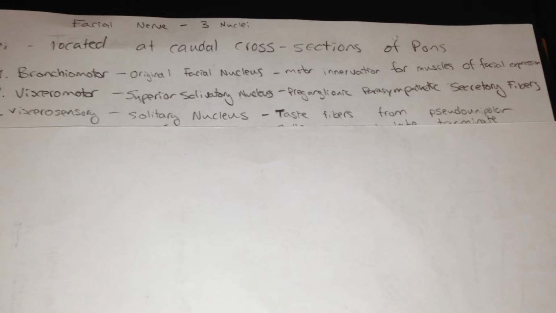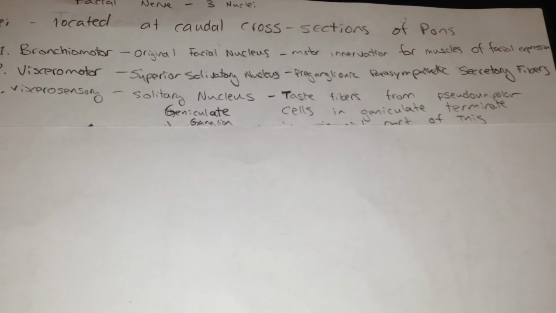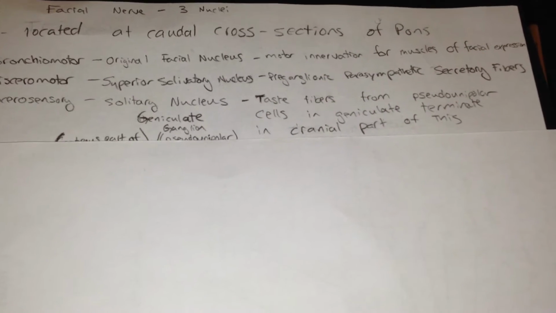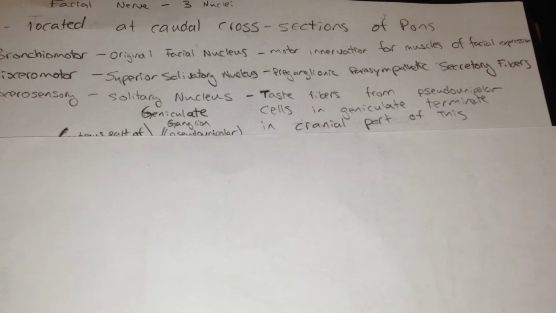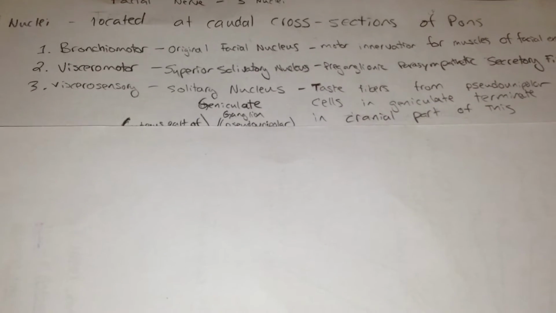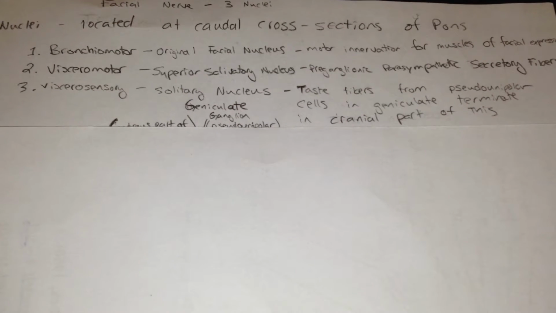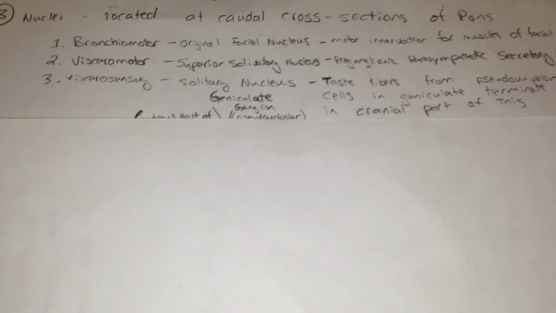And basically, in your solitary nucleus, you're going to have taste fibers, which are from the pseudo-unipolar cells, which are in the geniculate ganglion. Sorry, that was a bit confusing, I said that a little bit confusingly. Basically, in the solitary nucleus, you're going to have taste fibers from the geniculate ganglion terminating there. And those are your three nuclei.